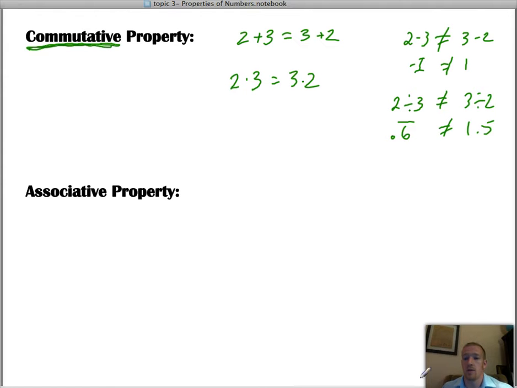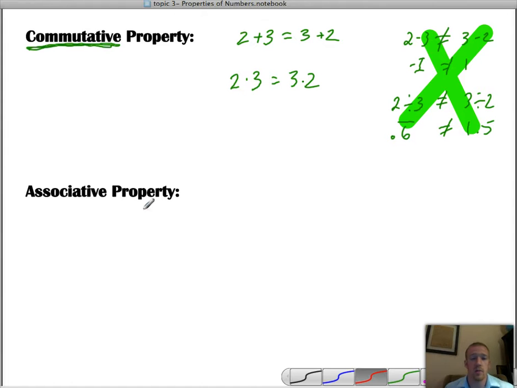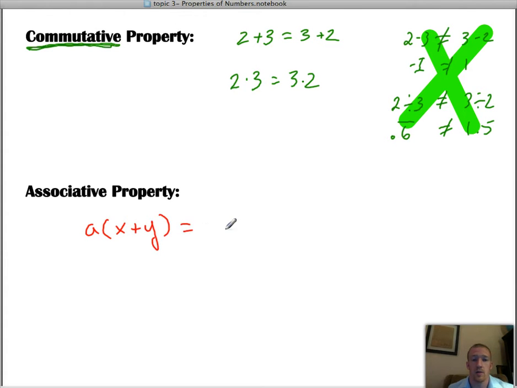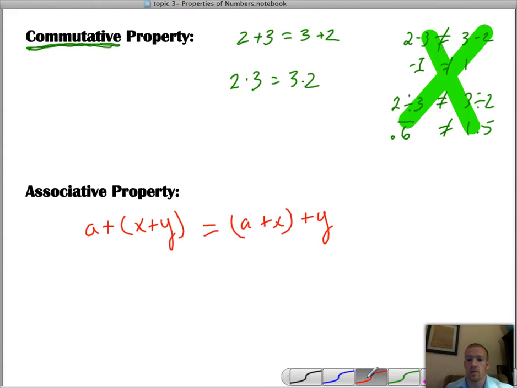So the commutative property is when you switch the variables or move them around, and you still get the same result. The associative property is when you group different terms together, does it still work under a given operation? So for like a plus (x plus y), does that equal (a plus x) plus y? So if it's all additions, does that work? Well, let's try with a couple numbers just to prove to you that it really does work.